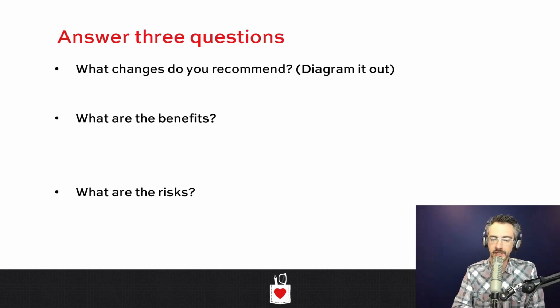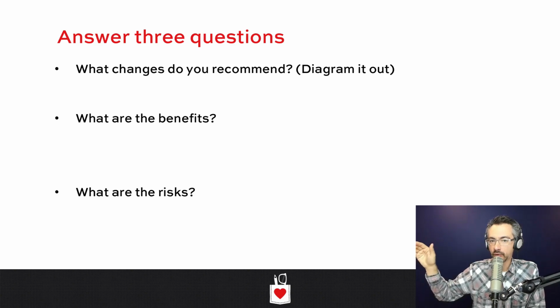So I asked you 3 things. What changes would you recommend? What are the benefits? And what are the risks? That benefits and risks thing is really useful when I'm trying to get someone to change their behavior. When I want to get them to do something different, I have to explain what the promised land looks like. Like, all right, when you do this, you're going to get these things in reward.